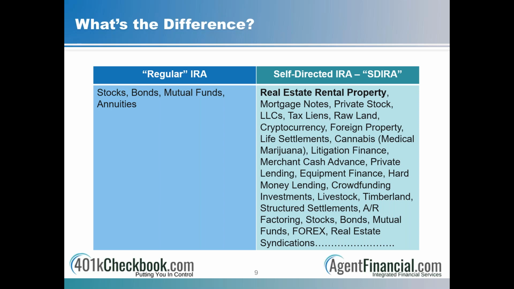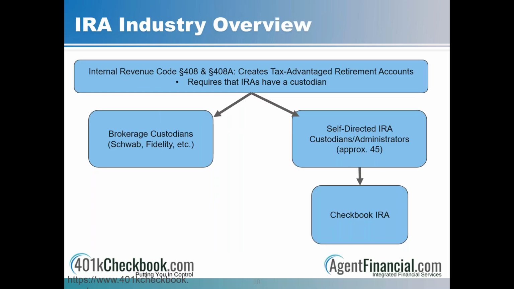But of course, we've highlighted the first item on the list and bolded real estate rental property. Real estate rental property is consistently the most appealing and most popular asset for self-directed IRAs. And for the most part, that's our focus. Our focus is real estate. It's what our clients love most and what we specialize in.